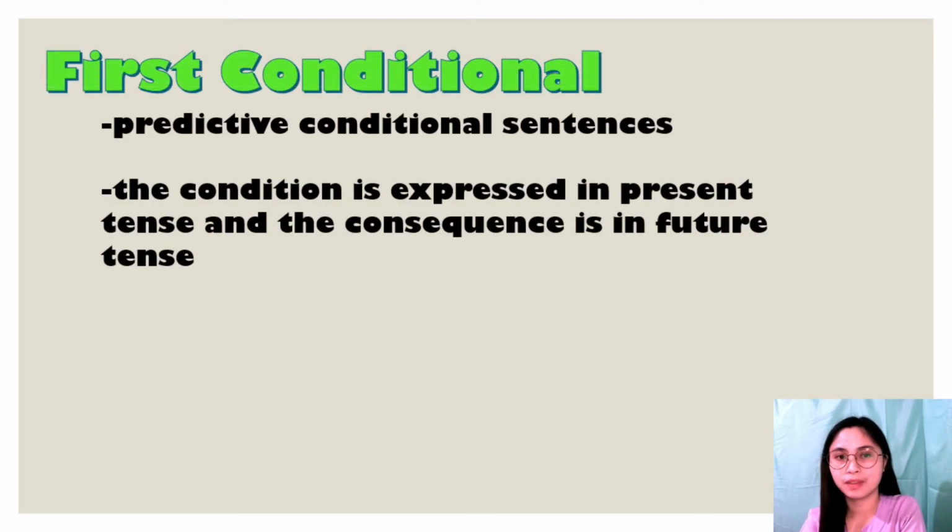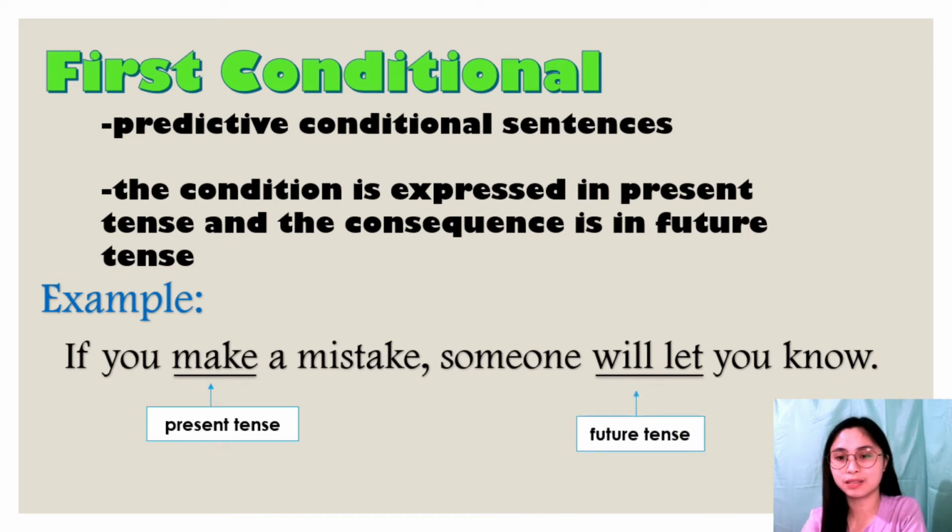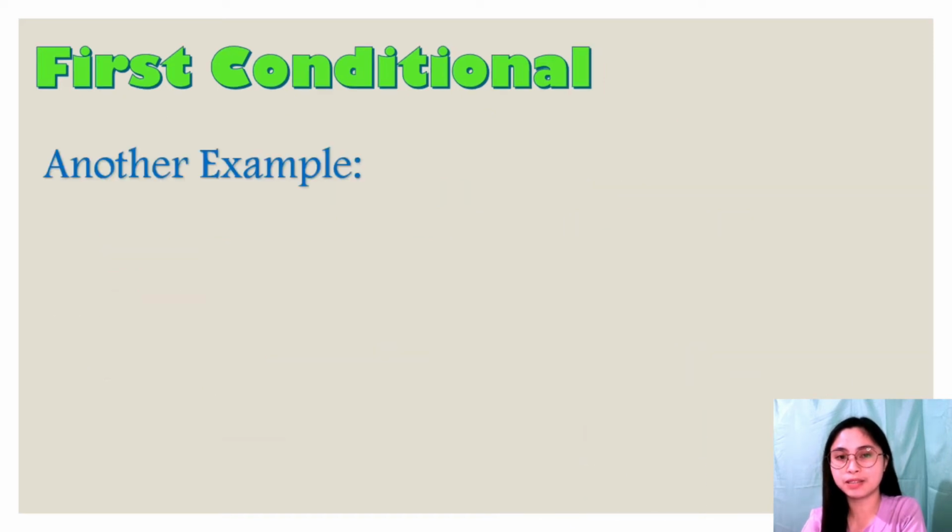Let's try the first conditional type. These are predictive conditional sentences. The condition is expressed in present tense and the consequence is in future tense. Example, if you make a mistake, someone will let you know. The condition, if you make a mistake, uses present tense and the consequence, someone will let you know, is using the future tense.